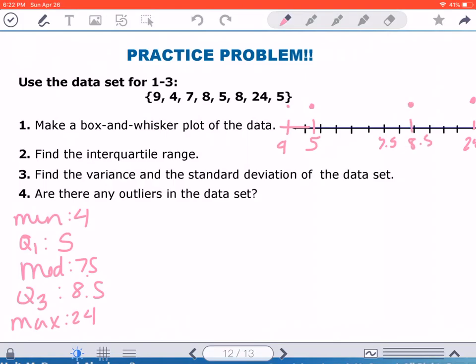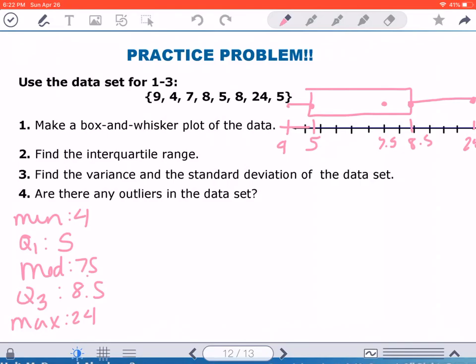Y'all just ignore my tick marks because they're not evenly spaced for this problem. I'm going to go ahead and note here my median. Remember, these two get connected, and then a box gets drawn. So ignore my tick marks on this problem, guys. They're not evenly spaced. Just don't draw the tick marks when you do it. All right.